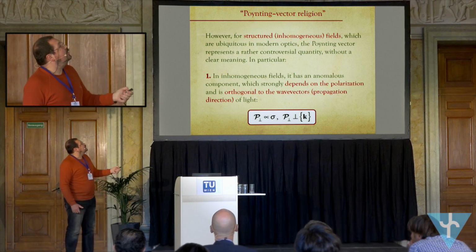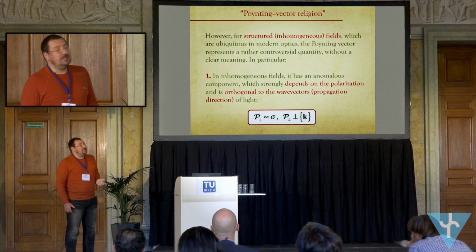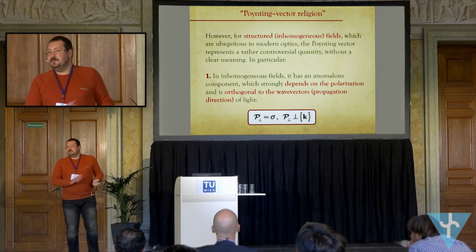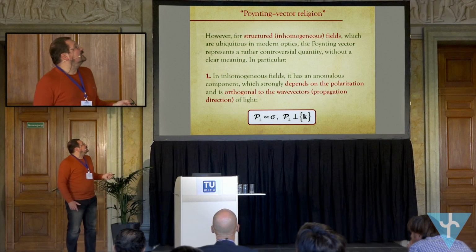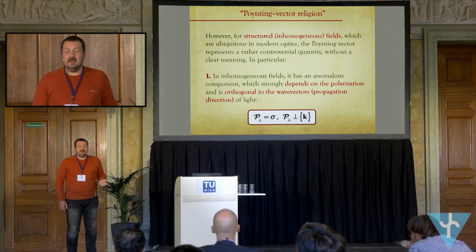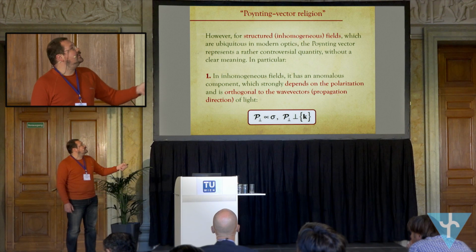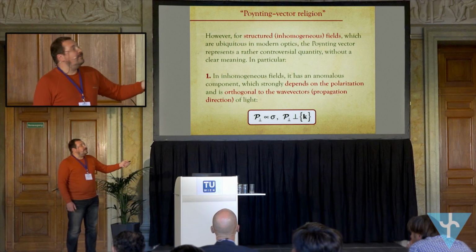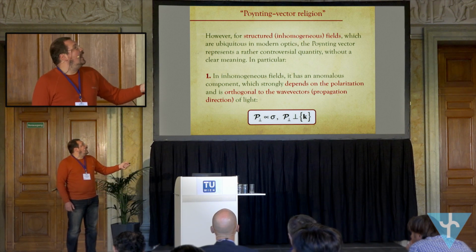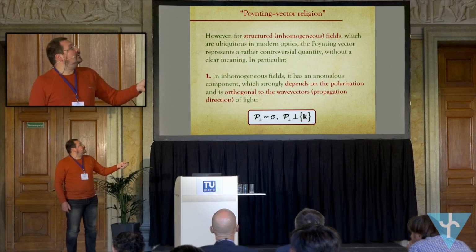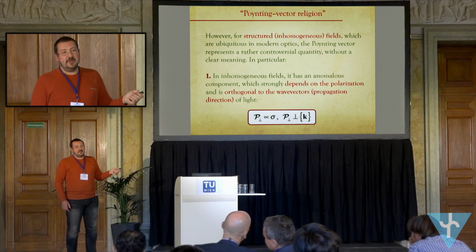And we can see that the Poynting vector represents a very controversial quantity. So I will list a few main problems with this concept. First, if we calculate the Poynting vector in a homogeneous optical field, we can find that it has an anomalous component which is orthogonal to the wave vector, orthogonal to the propagation of light.